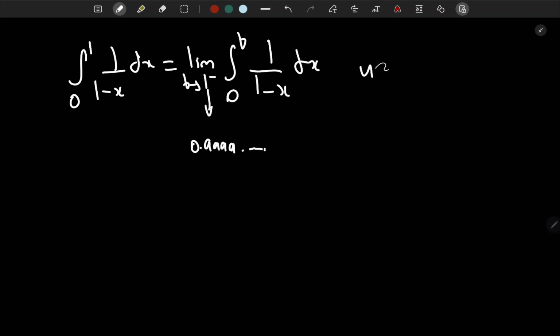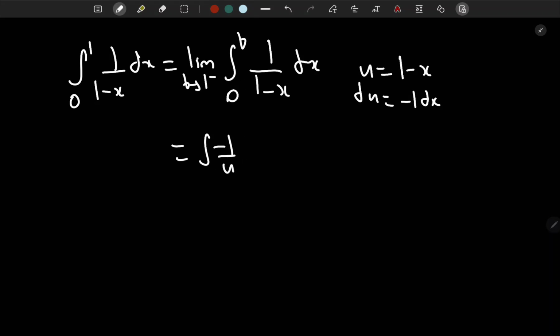So let's take u as the denominator, which is going to be 1 minus x. du is going to be minus 1 dx. And let's replace dx over here. So this is equal to integration of, I'm not going to put the limits for now, minus 1 over u du, and we know that the integration of 1 over variable is minus ln u, and now we need to apply the limits.